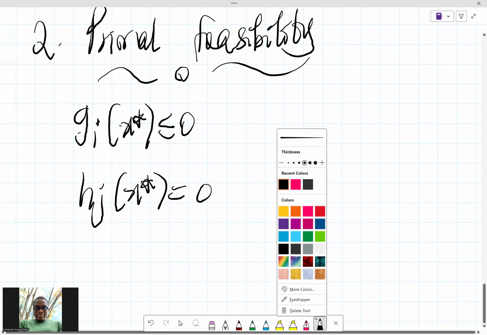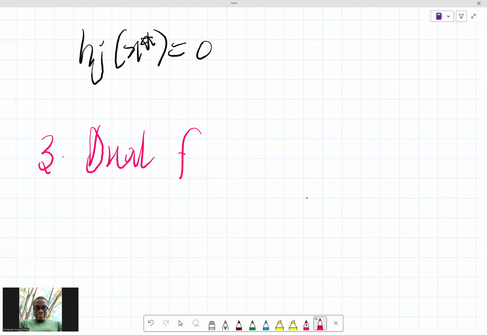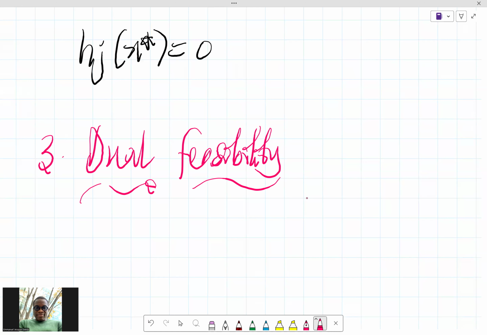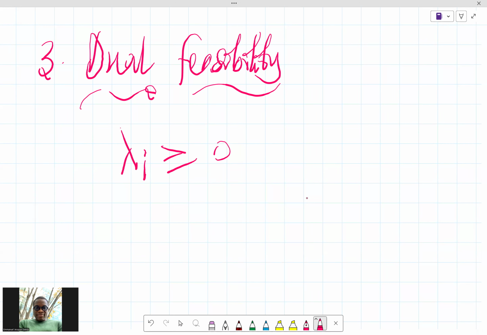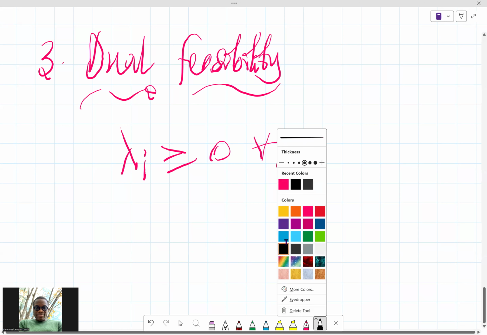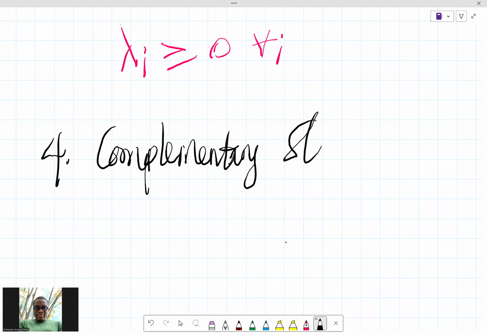And then we go to the next one, which is dual feasibility. So stationarity, primal feasibility, and now dual feasibility. There are four of these conditions, so this is the third of them. Dual feasibility simply tells us that all the Lagrange multipliers, lambda i's, are always greater than or equal to 0 for every i. Very simple and straightforward rules. Then number four, you have what you call complementary slackness.